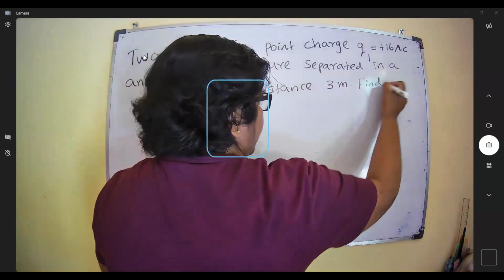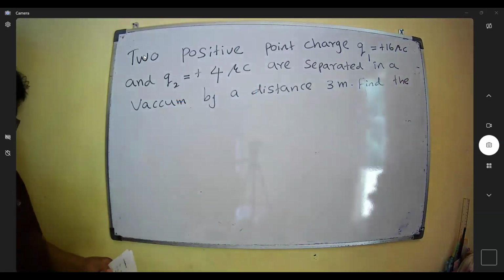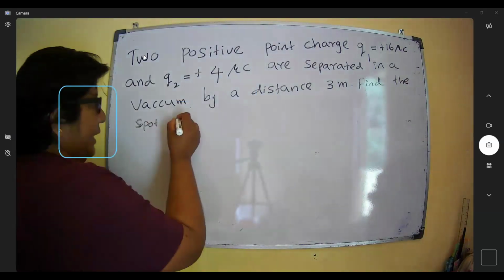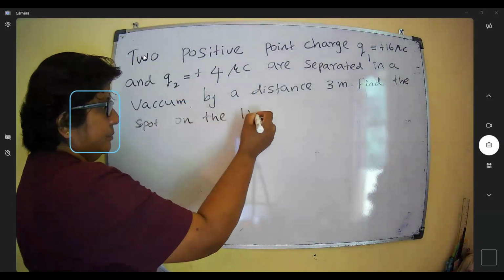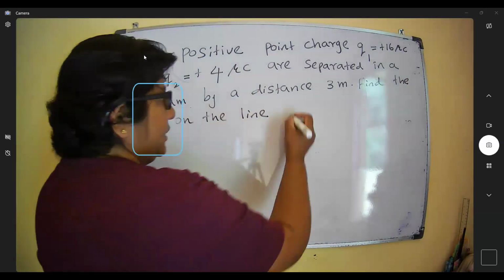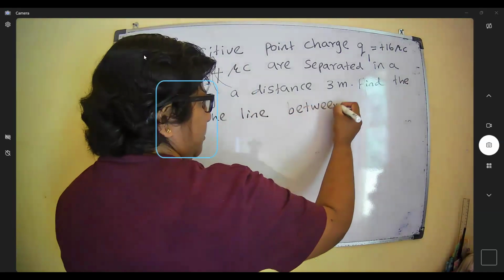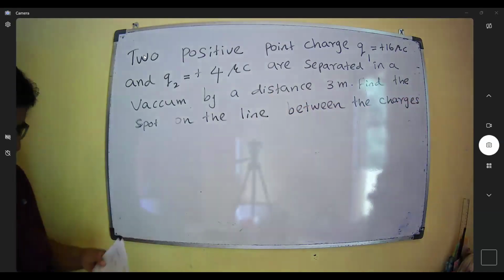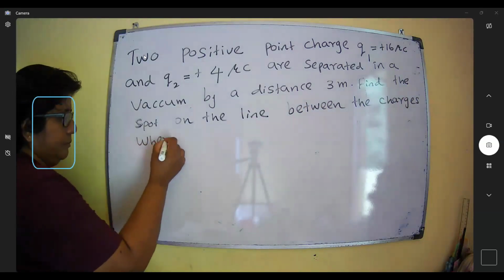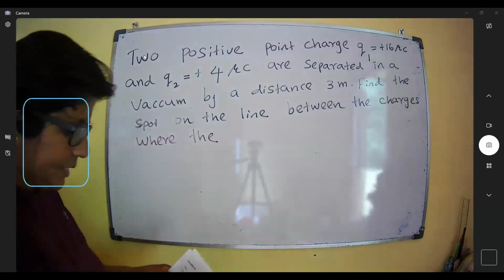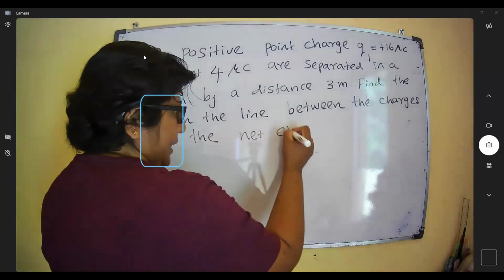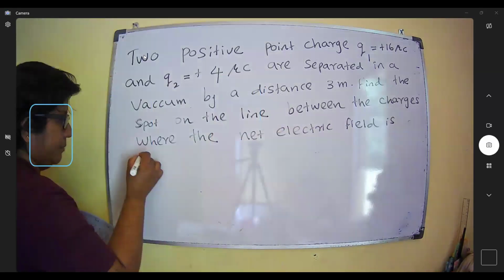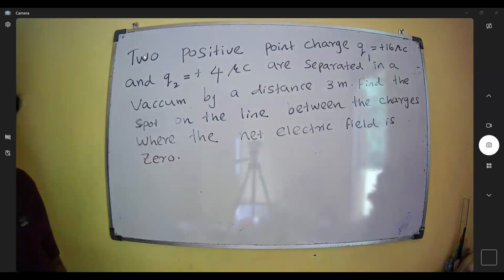Find the spot on the line between the charges where the net electric field is 0.